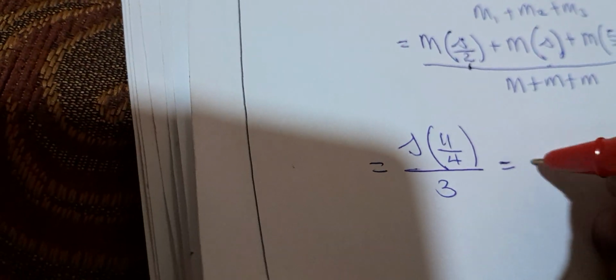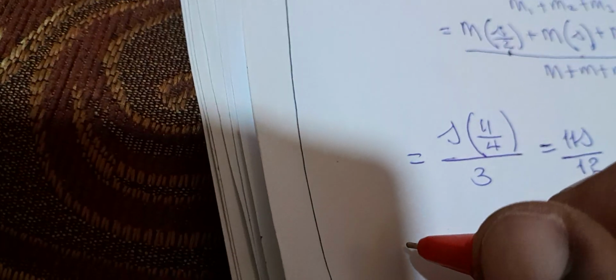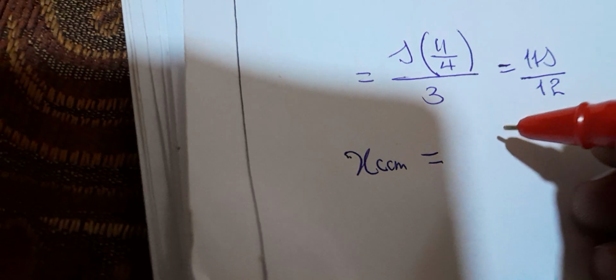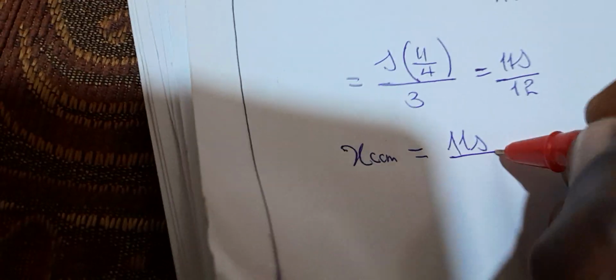So what we have now is S times 11 over 4, divided by 3. This gives me 11S over 12. So the center of mass coordinate on the x-axis, x_cm, equals 11S over 12.